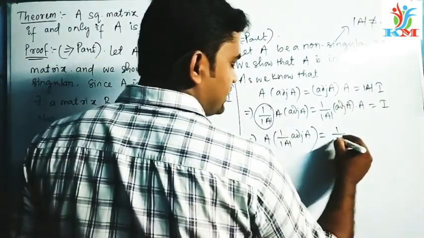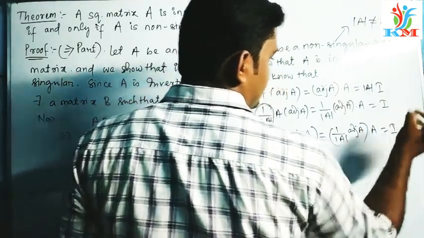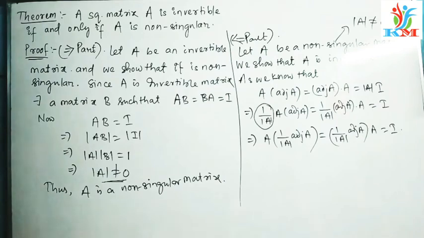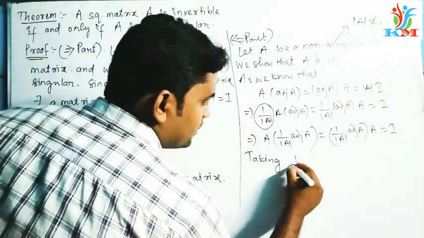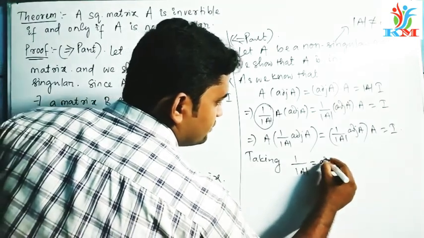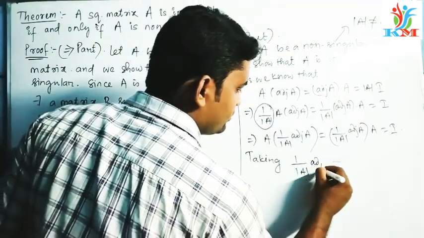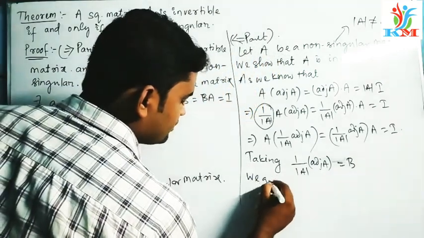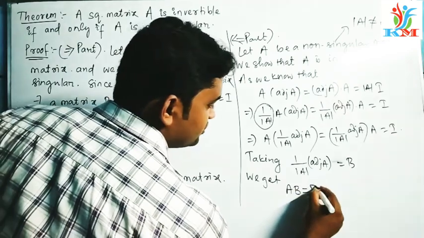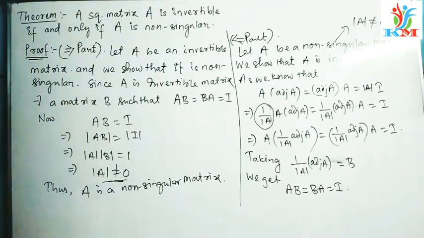Also, 1 by determinant of A into adjoint A times A is equal to the identity matrix. Isn't that it? Because 1 by determinant of A is a scalar quantity. By taking 1 by determinant of A into adjoint of A equal to B, we get AB equal to BA equal to the identity matrix, which is the definition of an invertible matrix.